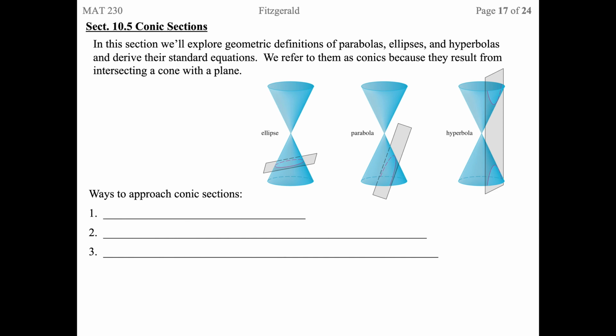All right, now we're going to look at how their equations are going to be derived for a standard form. We refer to these as conic sections because we take a plane and intersect a cone, whether it's through one cone, like the ellipse and the parabola, or a hyperbola intersecting, if you will, two cones that are inverted. All right, so ways to approach conic sections, like I said, intersections of planes and curves.